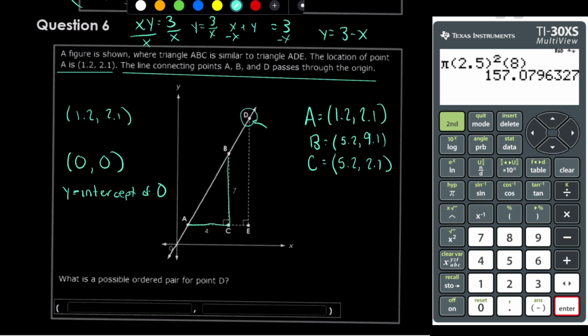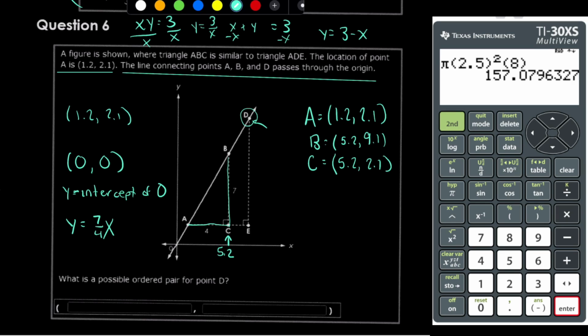So here's how you could look at this. You could look at this as an equation of y equals 7 over 4x. We know it's a y-intercept of 0, so there's no additional y-intercept. It's just our slope, 7 over 4x. And you can put in any number for x higher than 5.2. Because remember, this is at 5.2. So this has to be past it. Okay?